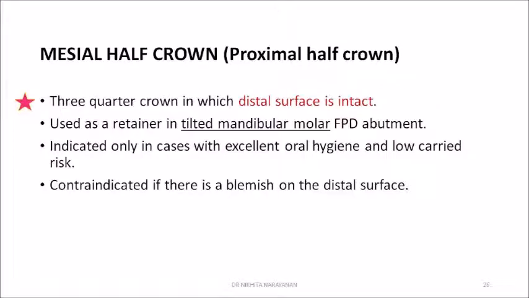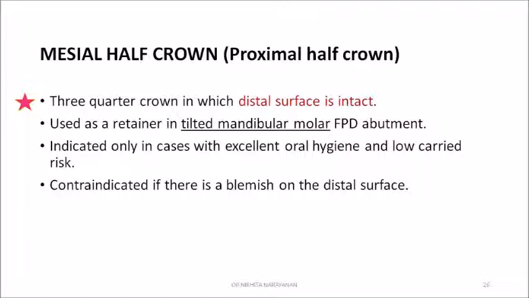So the next type of partial veneer crown is a mesial half crown, also known as proximal half crown. So this again is a modification of 3/4 crown. Here the distal surface is left intact. In 3/4, buccal surface is left intact. Reverse 3/4, lingual surface is left intact, and proximal half crown, distal surface is left intact. So this is usually given in cases where a tilted molar is to be used as a FPD abutment.